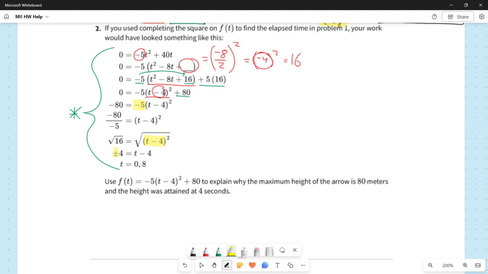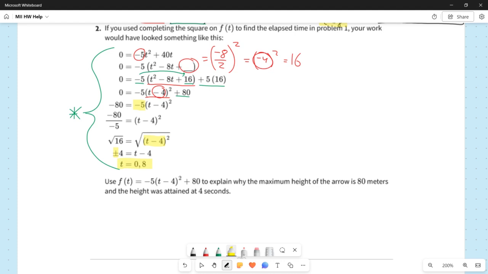So we have our plus minus, so plus or minus 4 equals t minus 4. If you add 4 to both sides, you get t equals 4 plus 4, which is 8, and t also equals 4 minus 4, which is 0, giving us our final answer of 0 and 8.